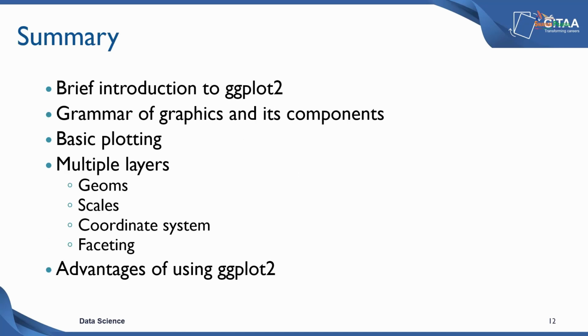So let's see what we've learned in this lecture. We looked at a brief introduction to ggplot2. We also saw what grammar of graphics is about and what its components are. We looked at the basics of plotting and how to add multiple layers to a basic plot or graph generated using ggplot. Now we can add multiple layers to ggplot. So the first layer would be geoms, and then we looked at scales, coordinate system and faceting. So we've covered only 4 layers, but there are more layers. Now we can add one or many layers to a basic ggplot graph. Now the most important layers are geoms, scales, coordinate system and faceting. We also looked at the advantages of using ggplot2.